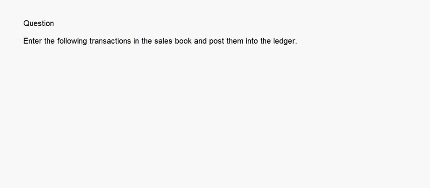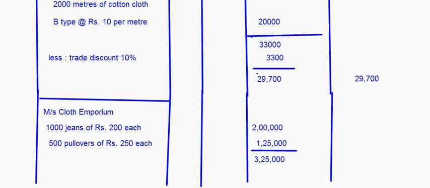And the trade discount allowed is 10% again. So here again you will have less 10% trade discount, that comes to 32,500. So you have 3,25,000 minus 32,500 is equal to 2,92,500, right? That will be the final figure here.